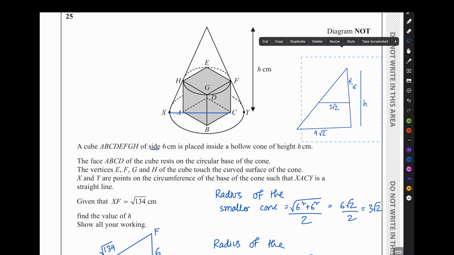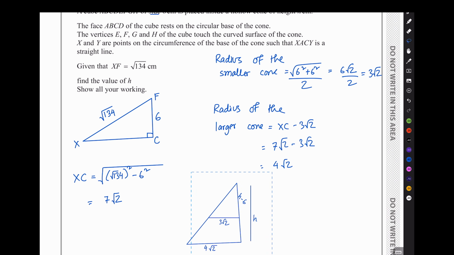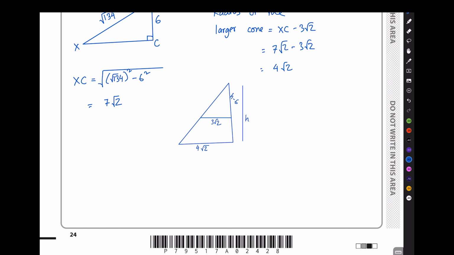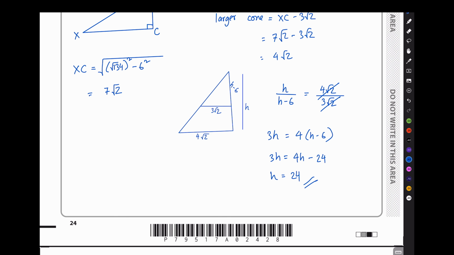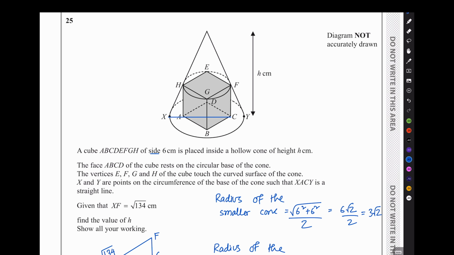So using similarity, I am going to write h divided by the smaller side, the bigger side, which is h, divided by the smaller side, h minus 6, is equal to, again, the bigger side, which is 4 root 2, divided by the smaller side, which is 3 root 2. So now I just need to find the value of h. Root 2 and root 2 get cancelled out. 3h is equal to 4 times h minus 6. Remove the brackets, so 4h minus 24, therefore h is equal to 24. This is my final answer, and that's a pretty answer. I'm confident about it.